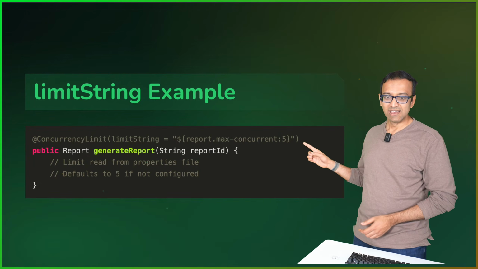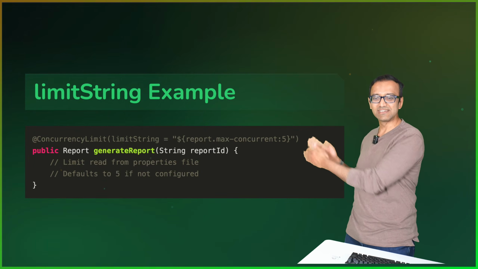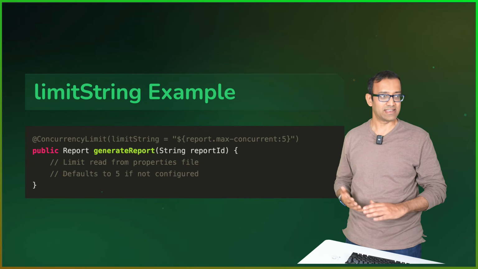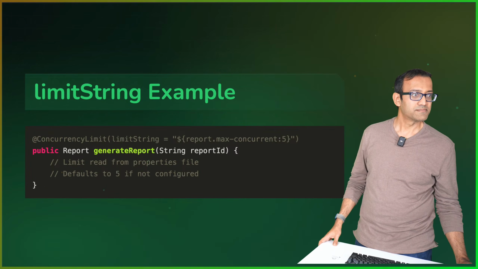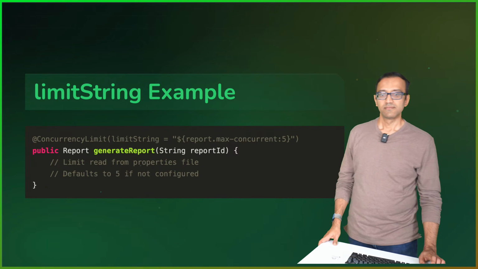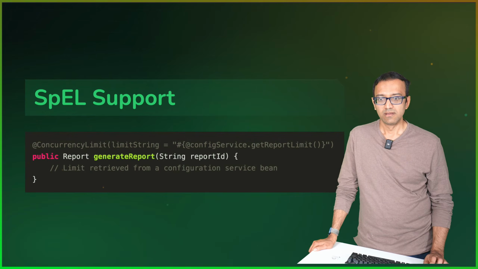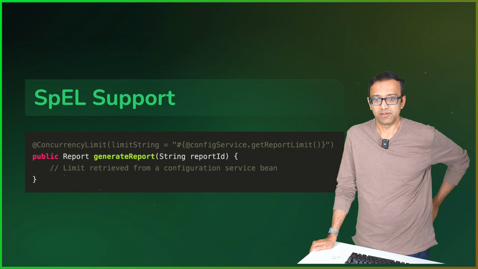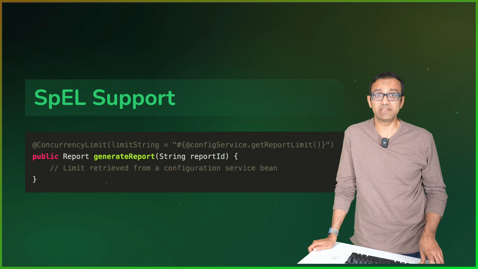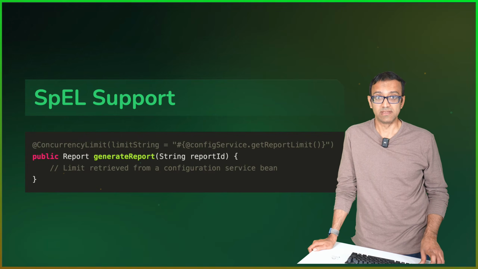So this is an additional property, but I would say it is literally the same property. It is just another way to pass in dynamically, but all you're doing is configuring how many at a time. That's all there is to it. Yeah, this is Spring expression language support. You can call methods on beans and all that. So application properties, SpEL, they all work with the limit string property.